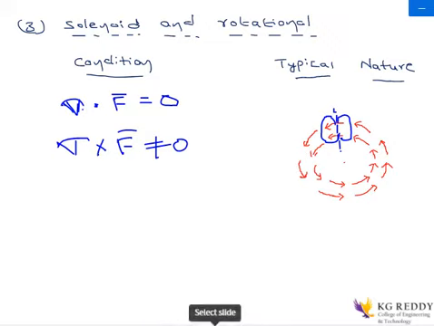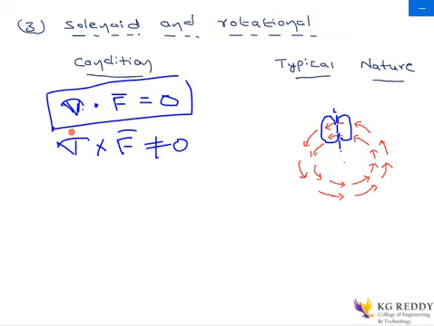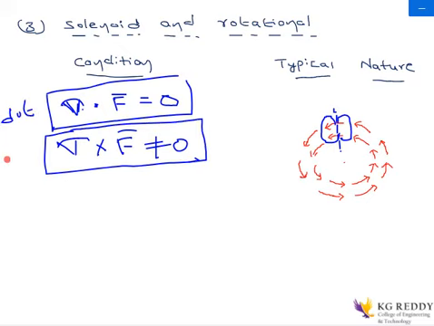Another thing you need to remember is, whenever there is a divergence, it is a dot product, and whenever it is a curl, it is a cross product. You can observe the dot product in the divergence, and the cross product in the curl.